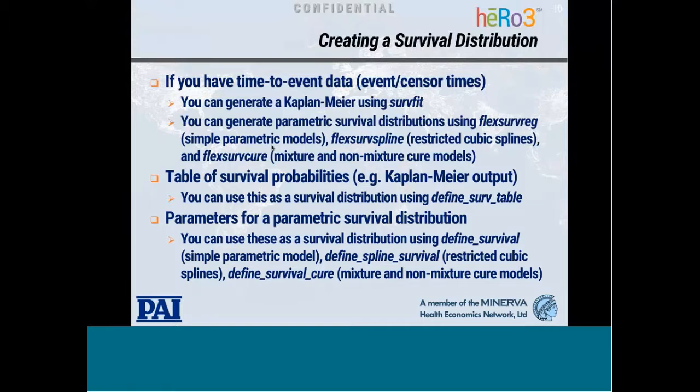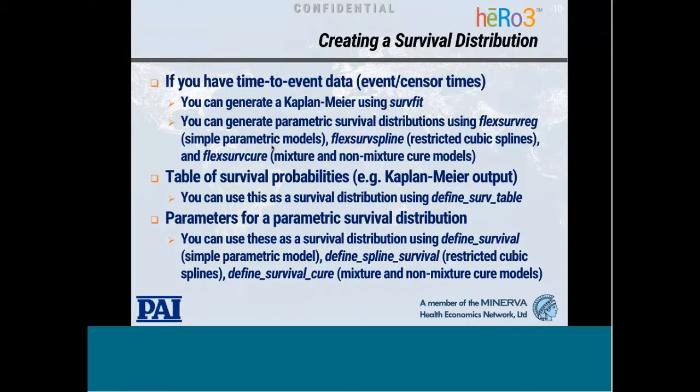So if you're starting with time to event data, in other words, event and censor times, you can do a couple different things. First, if you want to generate a Kaplan-Meier, you can use the survfit function, and that's a function that comes from the survival package, which you can look up. It's not part of heRo per se, it's just a general R function for generating Kaplan-Meiers, but you can use that function to create a Kaplan-Meier distribution, and then that Kaplan-Meier can be used in your partitioned survival model or Markov model.